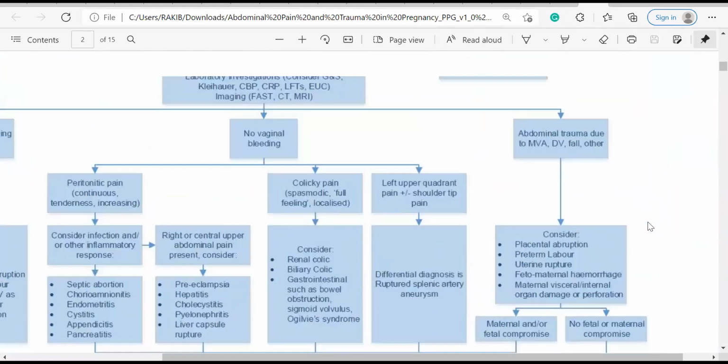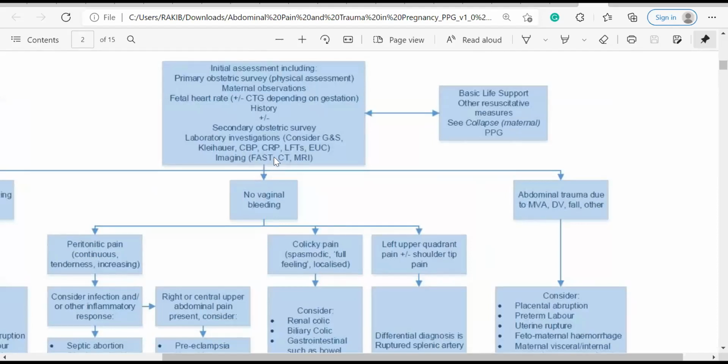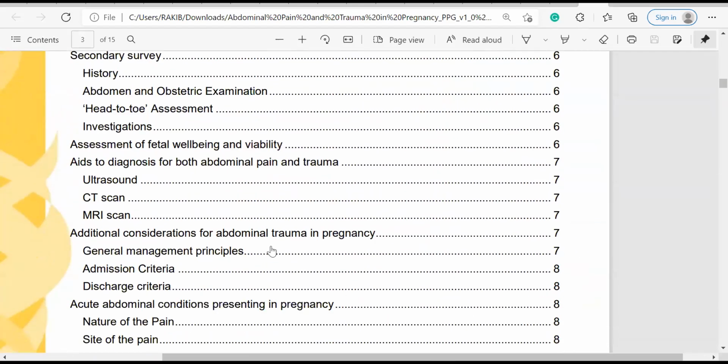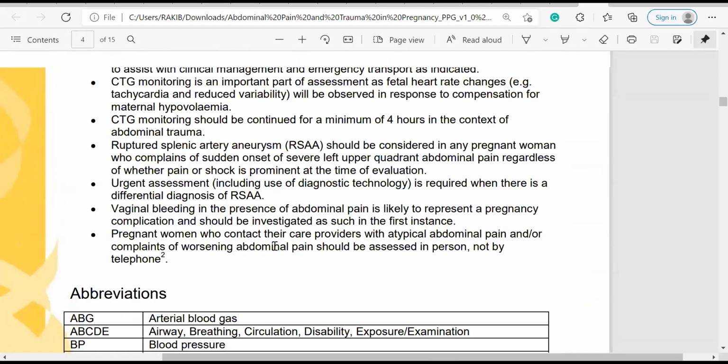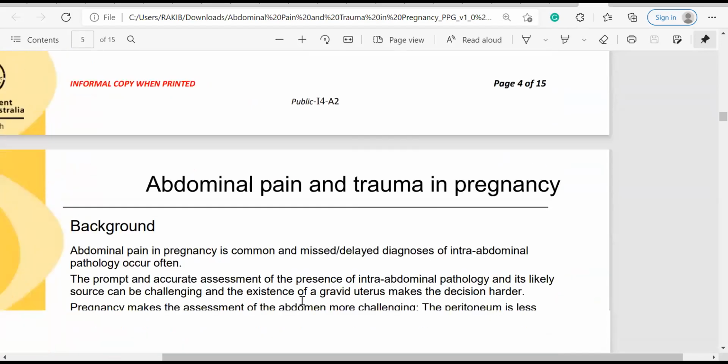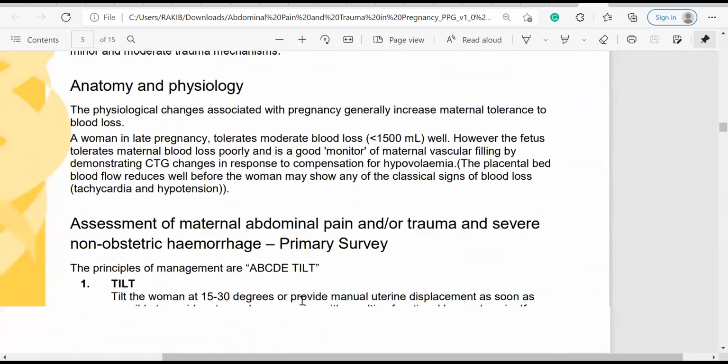Okay, so imaging is important. So in here, we do the first scan or ultrasound scan. So that's everything written in here very clearly. You can go through that in your own time. If you look at here, CTG monitoring should be continued for a minimum 4 hours in context of abdominal trauma. This is the most important one. If there is something in the option as a CTG monitoring, you would obviously choose that.